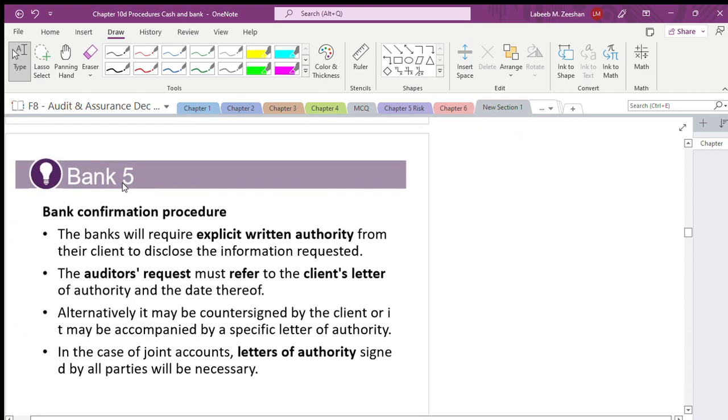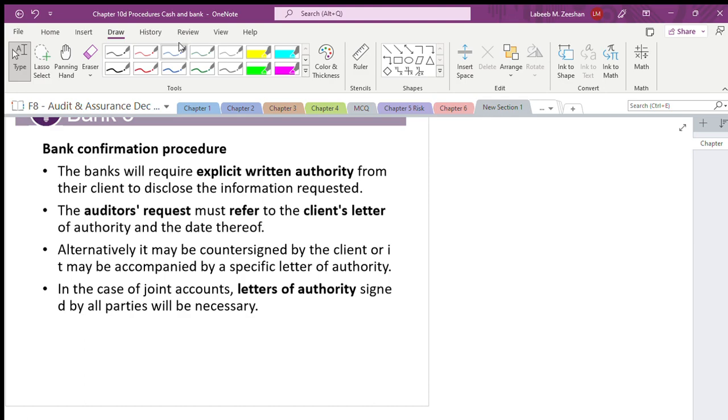Now what is the procedure, how will things work? The banks will require an explicit written authority from the client to disclose the information requested. The client has to tell the bank that it can disclose it to our auditor. The client has to tell the bank that XYZ is our auditor, and you can send the bank confirmation to him directly.